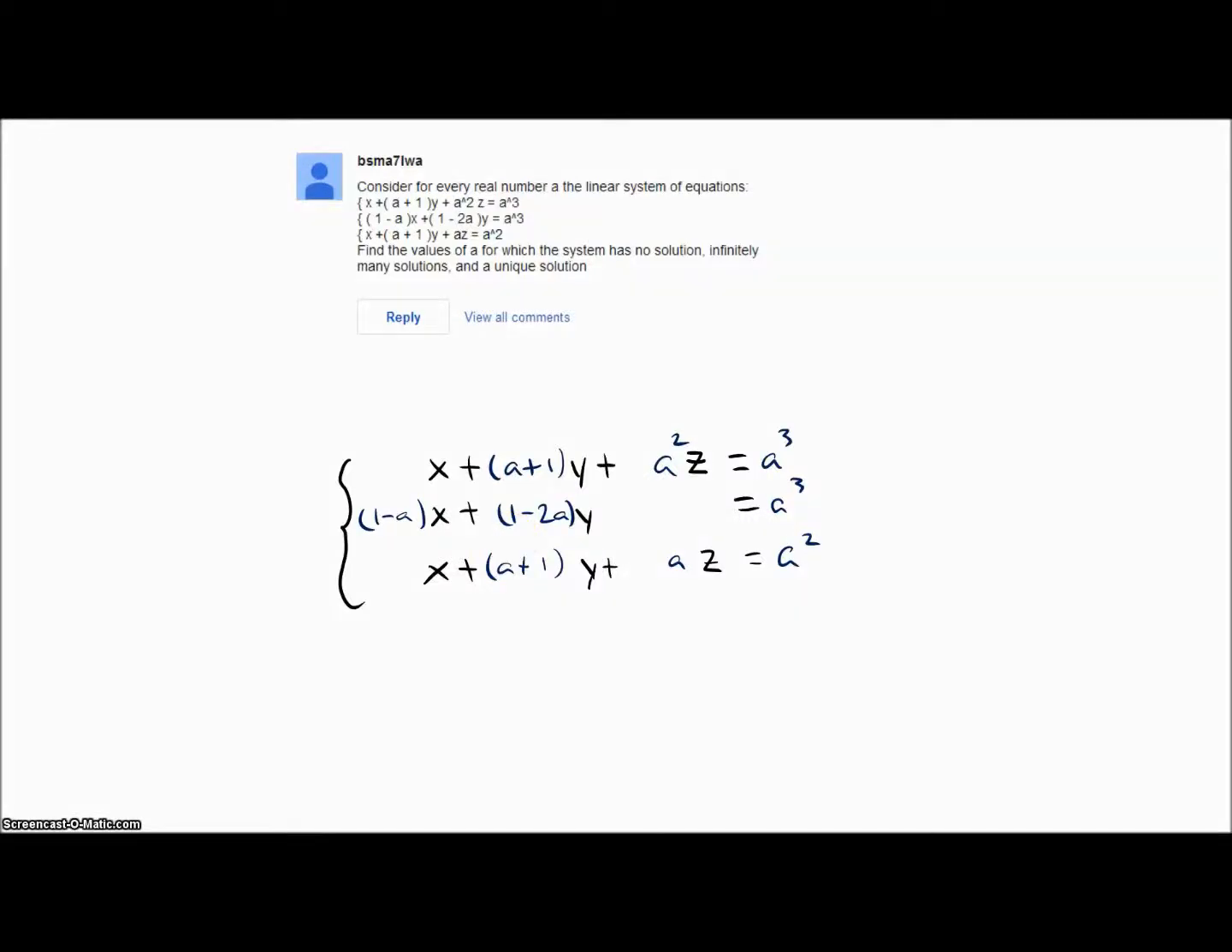Hello, this is a problem, a comment left by a viewer. Now on this problem, it says consider for every real number a the linear system of equations. You have three equations typed out here. Find the values of a for which the system has no solution, infinitely many solutions, and a unique solution.